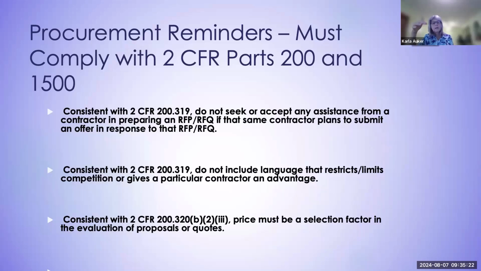You have to include price as one of your selection factors. You don't necessarily have to pick the lowest bid, but you need to pick the lowest and best bid. And we suggest that price be weighted as 25% of the selection criteria. Next slide, please.